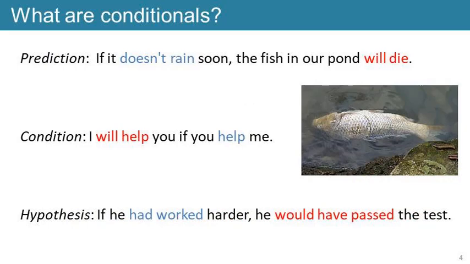Conditional sentences commonly express predictions, conditions, and hypotheses. For example, prediction: if it doesn't rain soon, the fish in our pond will die. Condition: I will help you if you help me. Hypothesis: if he had worked harder, he would have passed the test.